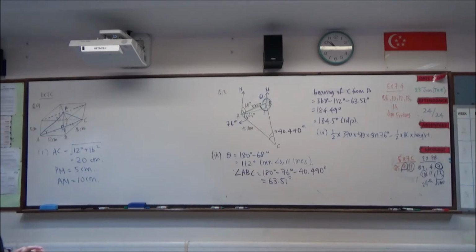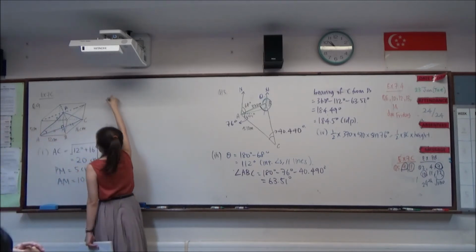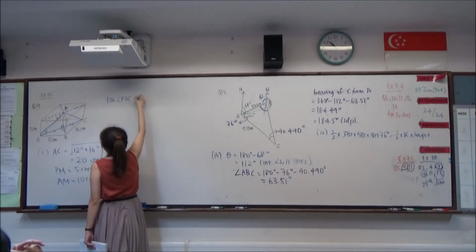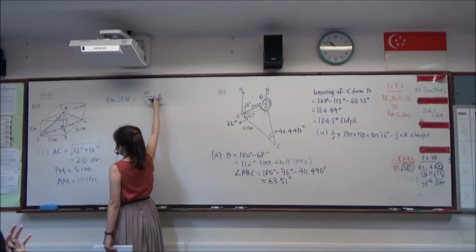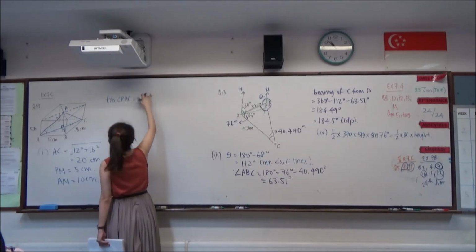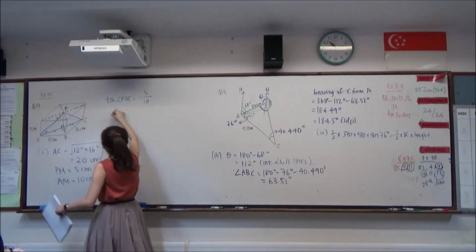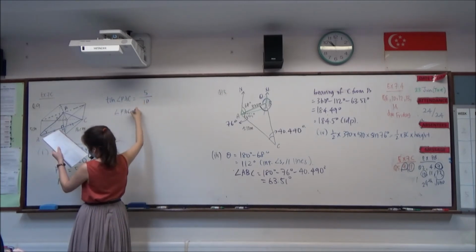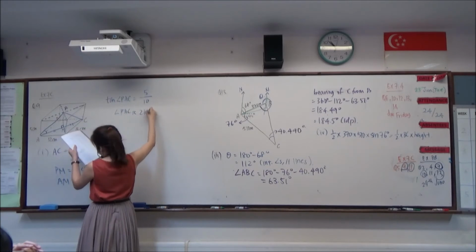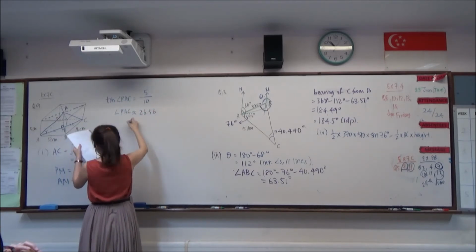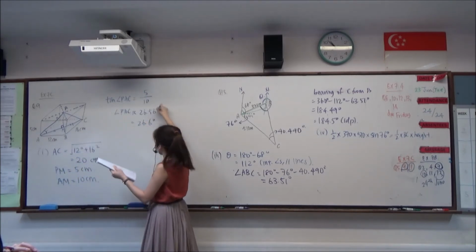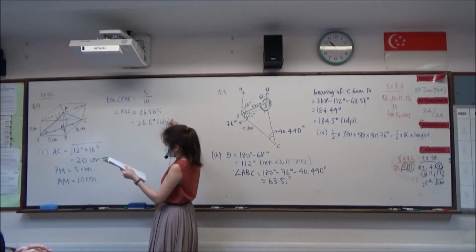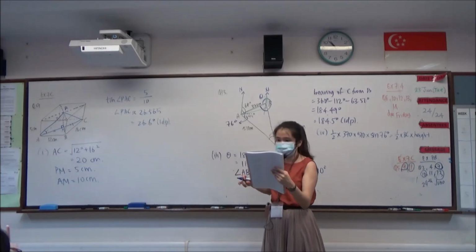Then I can use tangent equals opposite over adjacent to find out what angle PAC is. Opposite is PM, sorry. So angle PAC will then be about 26.56 something. Can someone give me the fifth significant figure? 5, is it? Thank you. Okay, I got 26.6 degrees, 1 dp.